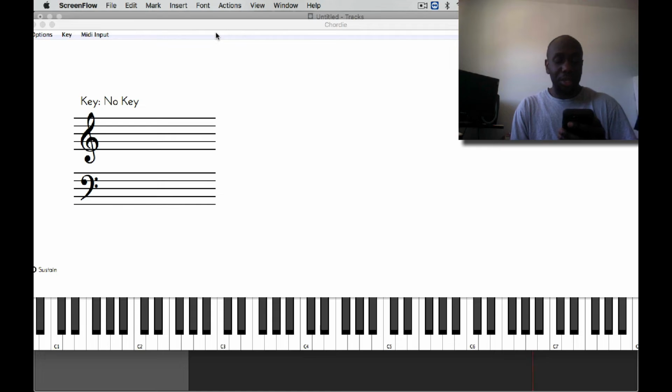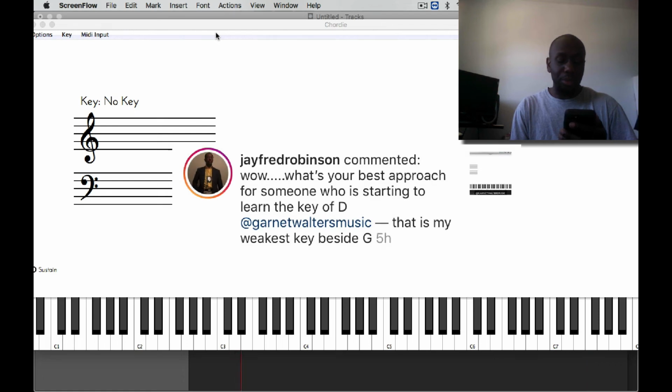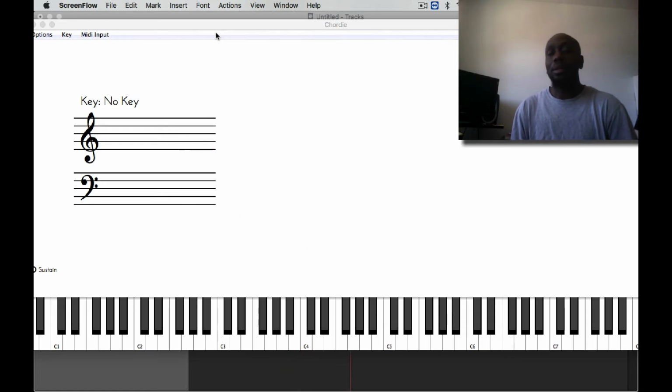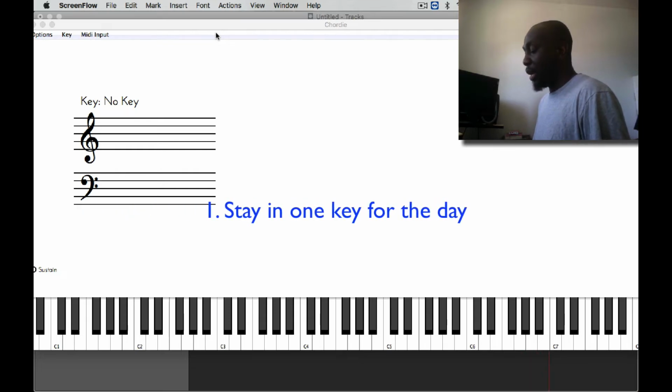So we have another question from Jayford Robinson, and he asks, what is your best approach for someone who's starting to learn the key of D? That's my weakest key besides G. I find that the best way to learn a key that you're uncomfortable in is just to submerge yourself in it and make your mistakes. One thing that I continue to do is I stay in one key for the day.